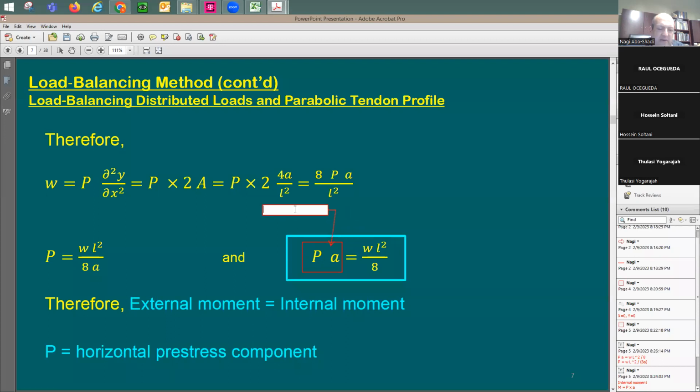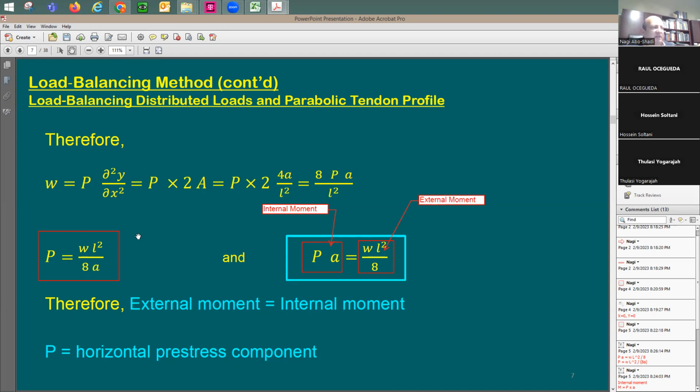I'm going to say this is going to be internal moment and this one is external moment, right? If you like to treat it this way, you're good. If you like to make it complex and do differentiations, it'll be also good. But for me, I just set them equal to each other. It's just easier. So this force here, P, that you see in this equation, is giving the amount of pre-stress force that you need to balance W with.